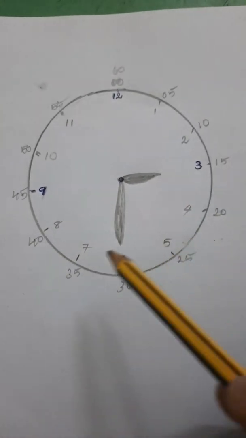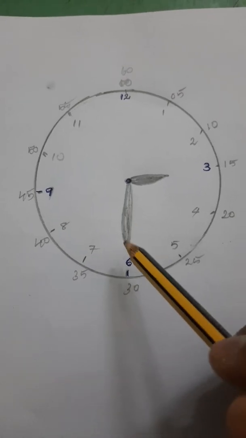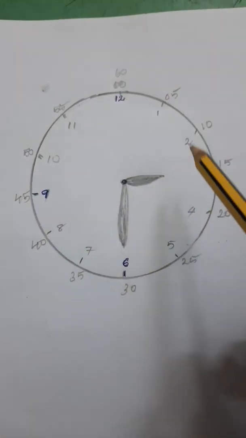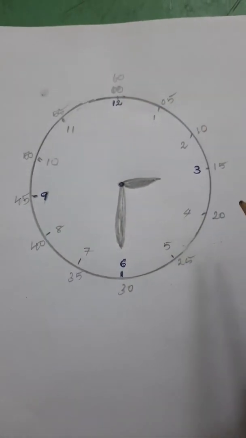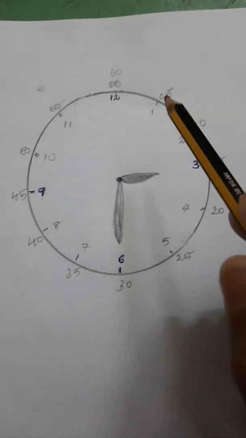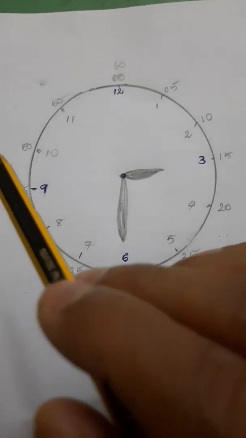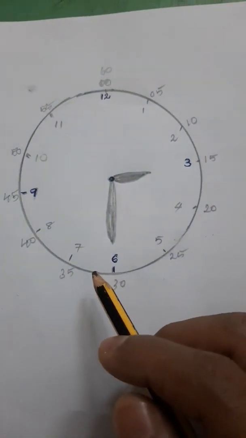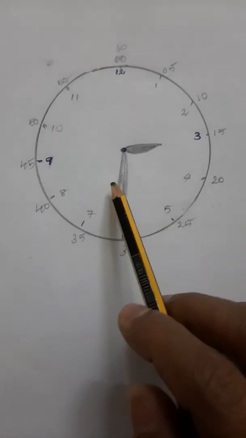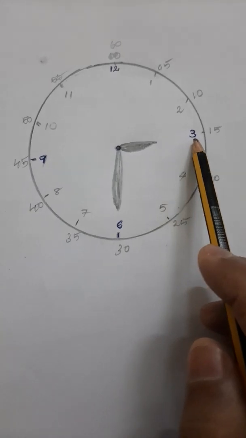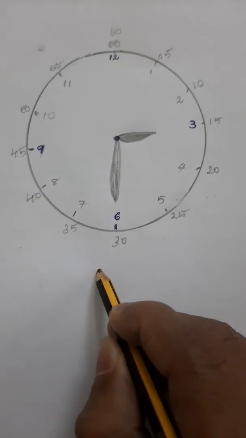We already studied the hours, 1 2 3 4 5. And the big hand we also studied. It is not the hour hand. It is the minute hand. We already studied the minutes: 5, 10, 15, 20, 25, 30, 35, 40, 45, 50, 55, and 60. So we can write the correct time now. The small hand is standing at 3. Yes, we write the hour, 3. Okay, 3.